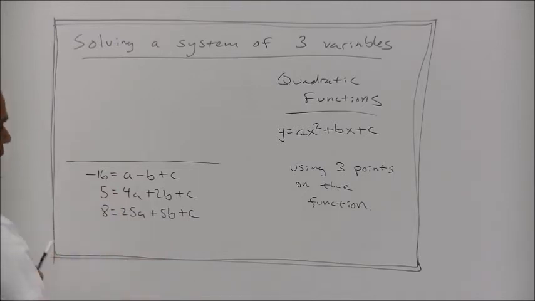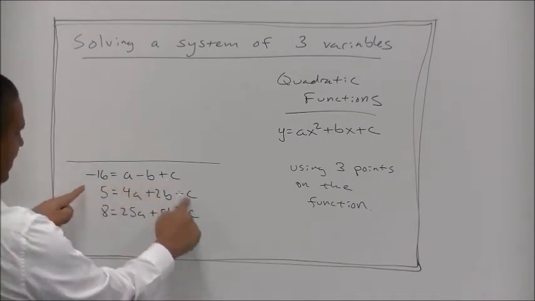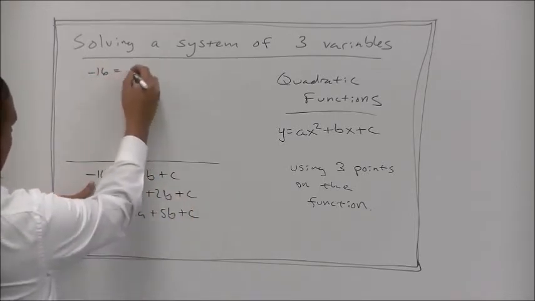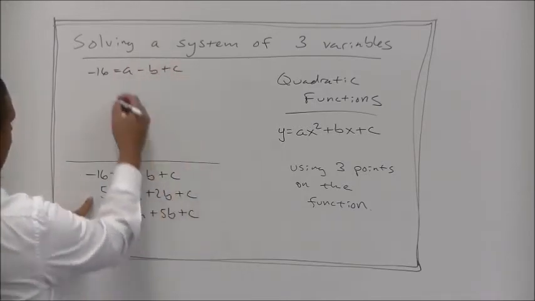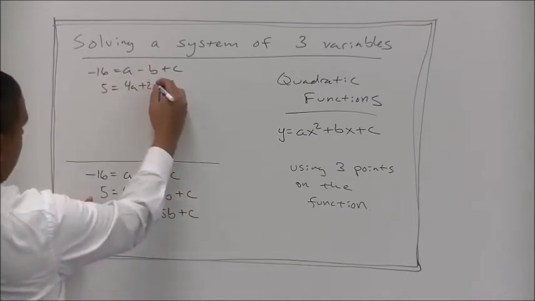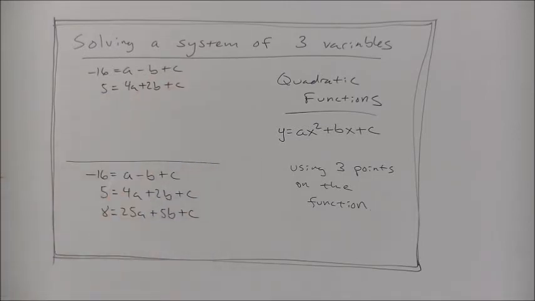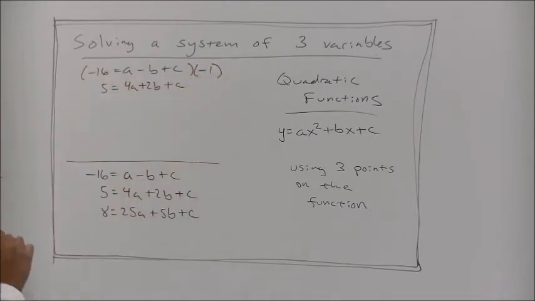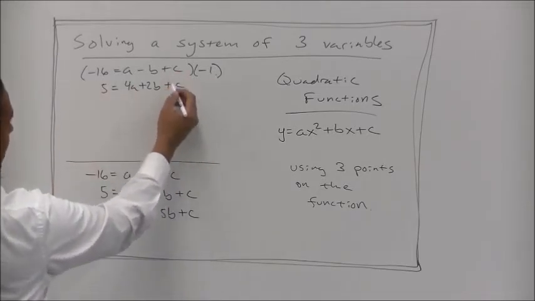So pick one. Which one do you want to do? A? You want to do the B? The C? Alright, C. So, negative 16 equals A minus B plus C. We'll take the second equation. 5 equals 4A plus 2B plus C. We're just going to work on those two. So let's multiply the top equation by negative 1. If we multiply the first equation by negative 1, we're going to get opposites in the C's.